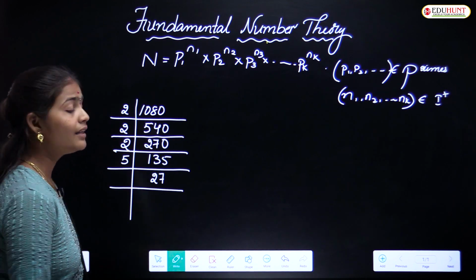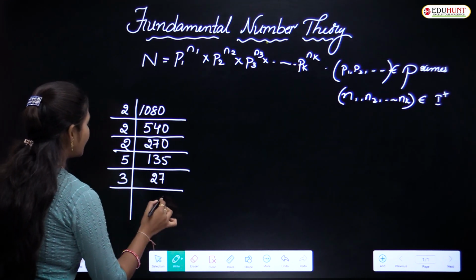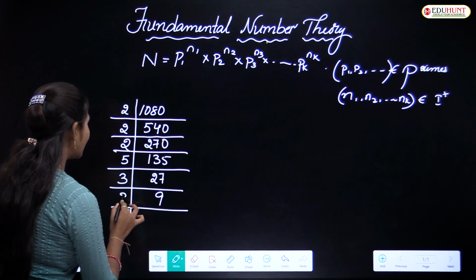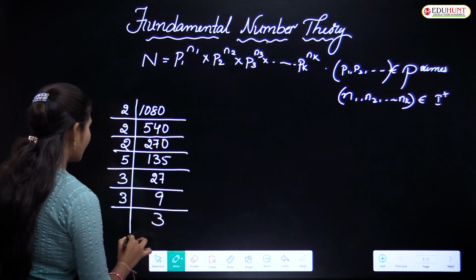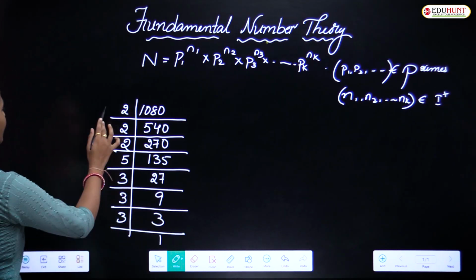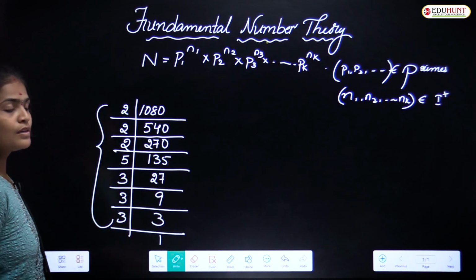Next, 27. 27 is divided by, yes, 3. 3 9s are 27. So 9 again is divided by 3, 3 3s are 9. Again here 3 1s are 3. Okay, now we have to consider all these left side numbers. So what are those ones?